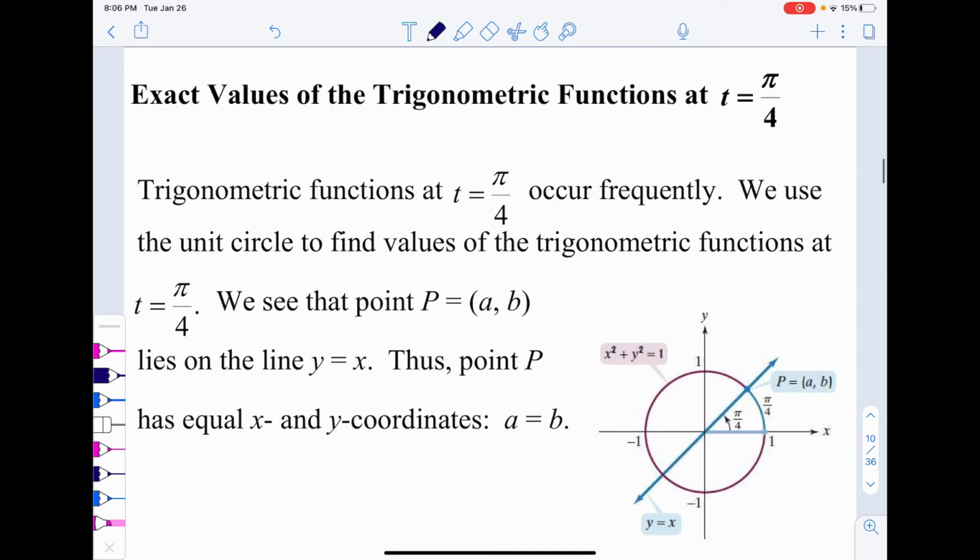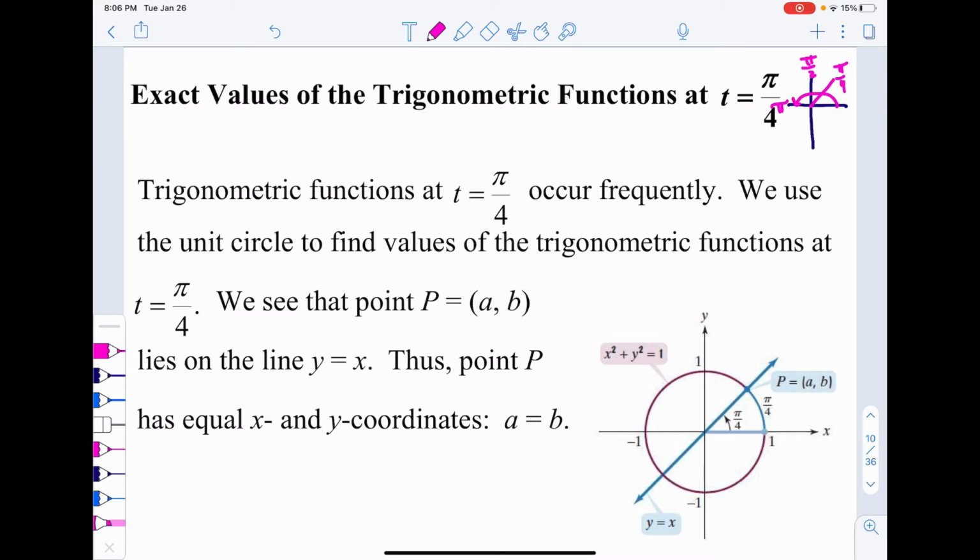Some exact values of trigonometric functions at t equals pi over 4. Pi over 4 is probably the easiest angle to find, because if you think about when we talked last time about halfway around, that gives you pi, which means we had a pi over 2, which means we'd have a pi over 4, which is a 45-degree angle.